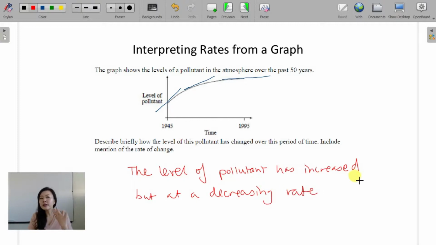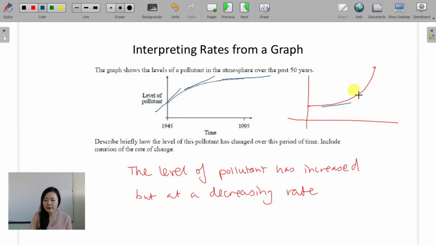So what would an increasing rate actually look like? It will look something like this, like an exponential function. You can see this is the opposite. The gradient at this point is very flat, and then it gets steep, and then steeper. So you can see that it is increasing at an increasing rate. That's all it is. Remember, rate is gradient.